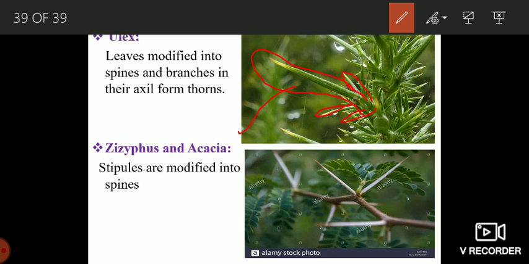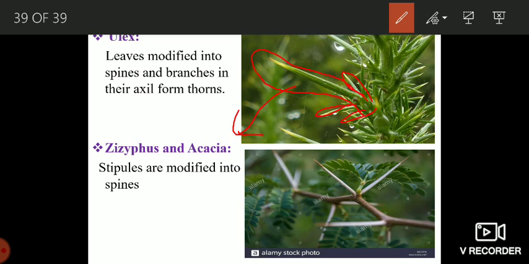Or you can say the branches have got modified to form the thorns. I will repeat. In ilex, the leaves get modified into spines, and the branches which arise in their axils form the thorns.